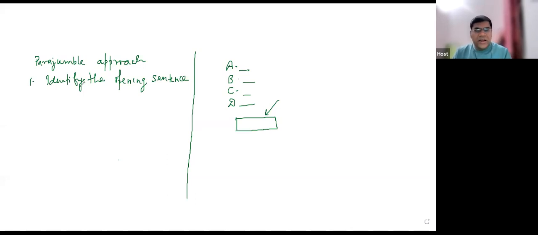So the first thing is to identify the opening sentence. This is very, very important. And this usually does not take much time. Now, what happens after this? The second thing has to go on parallelly. These are not discrete steps. Discrete ka matlab ye hai ki they are not two separate things. They are basically something which can go on simultaneously.